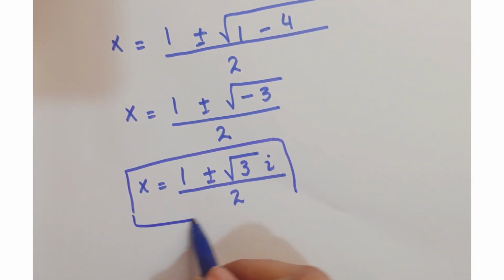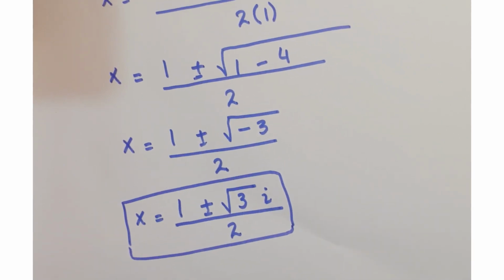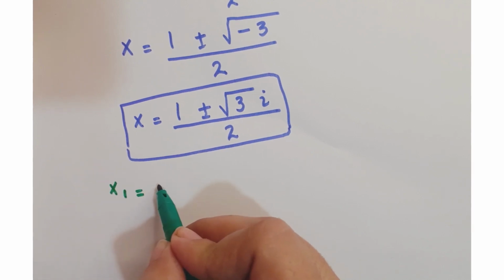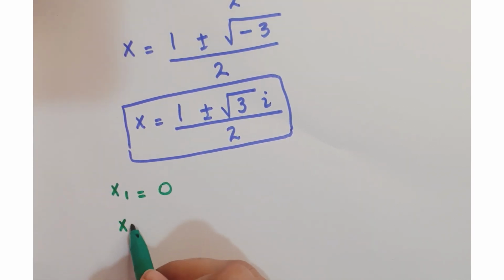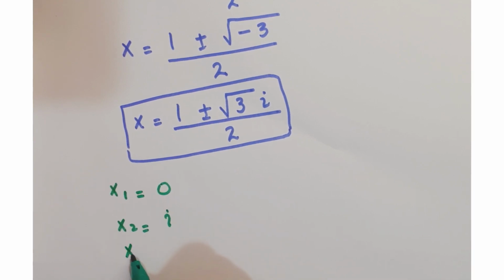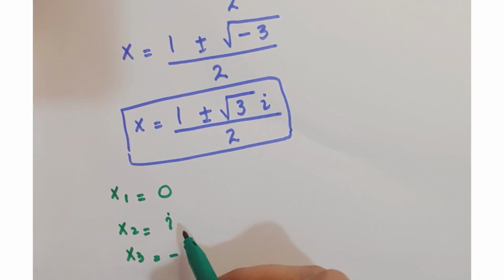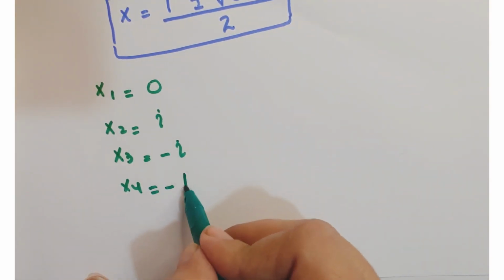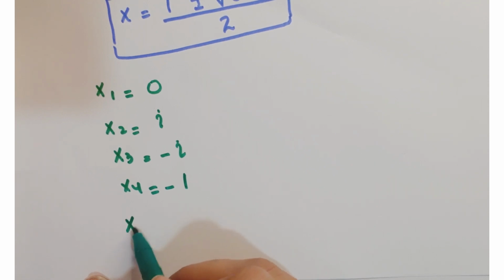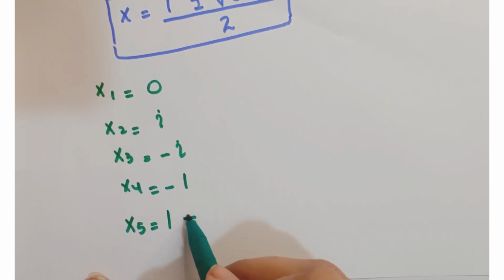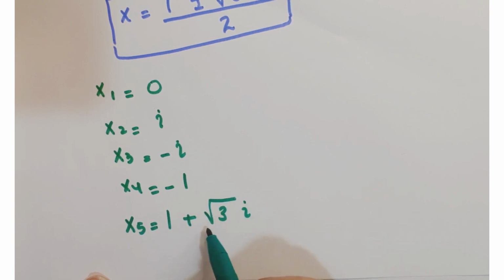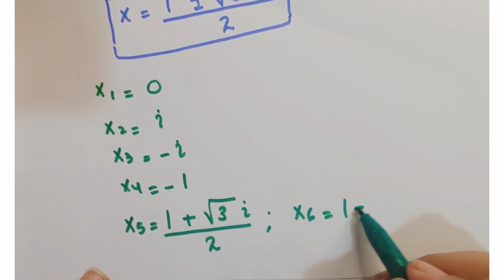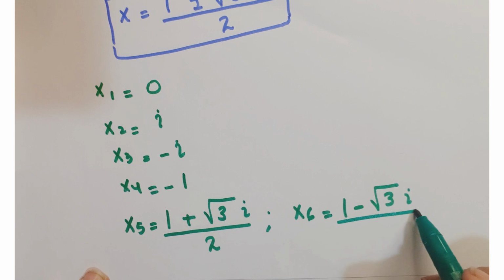So writing all the solutions here, we have first solution of x that is 0. Second solution of x is i. Third solution of x is minus i. Fourth solution of x is minus 1. And the fifth solution of x is 1 plus under root 3 i upon 2. And the sixth solution of x is 1 minus under root 3 i upon 2.